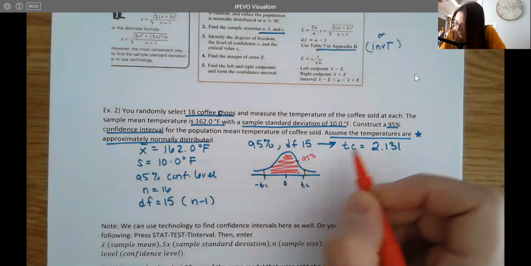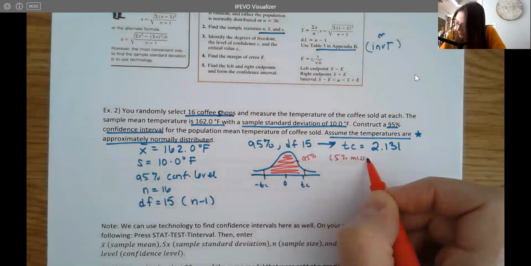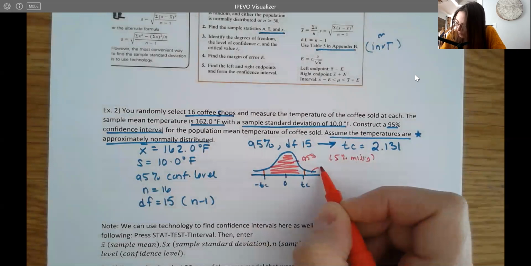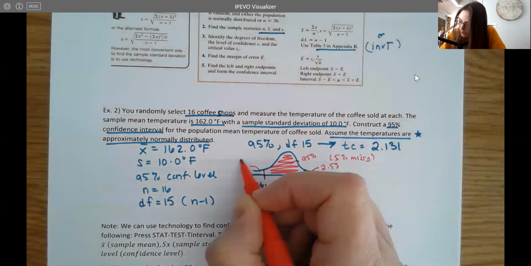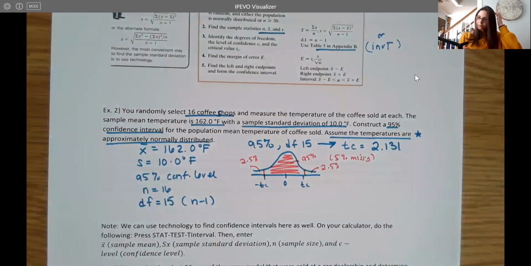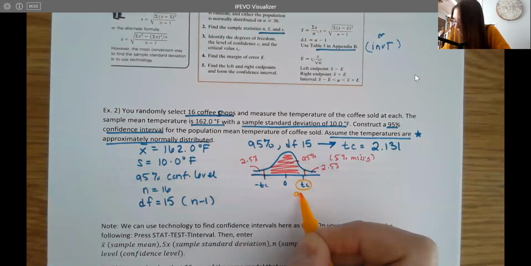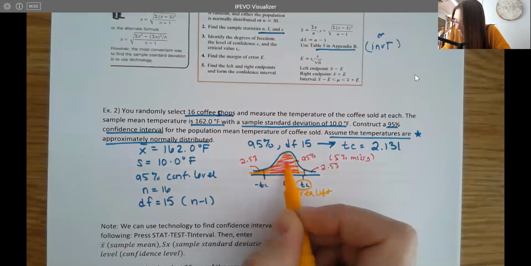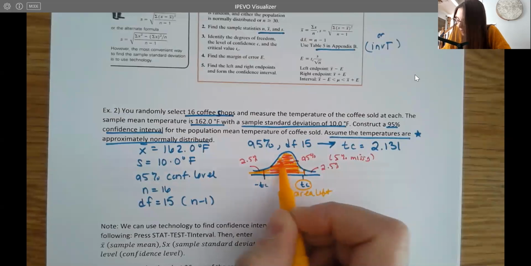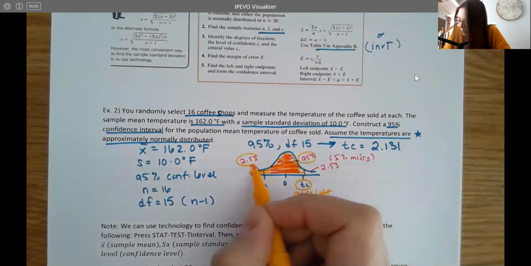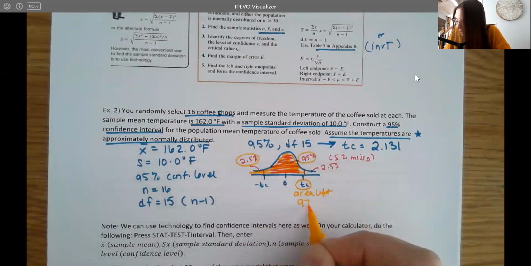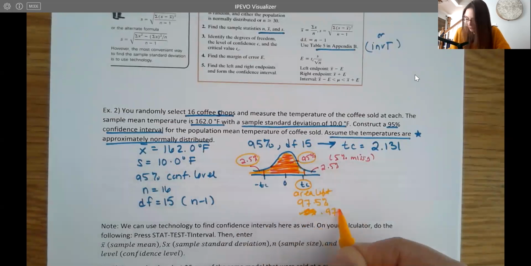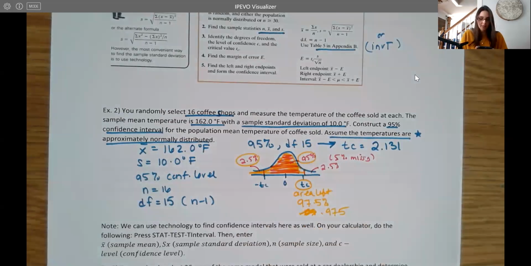So what happens is there's 5% missing, right? So that missing piece is going to get split. So you're going to have 2.5% go here and 2.5% go here, which gives me 100% altogether. Now, if you're using technology, you do have to find the area to the left. So you're actually looking at all of this area if you're using technology. So you have 95% plus 2.5% is 97.5%. So 0.975.